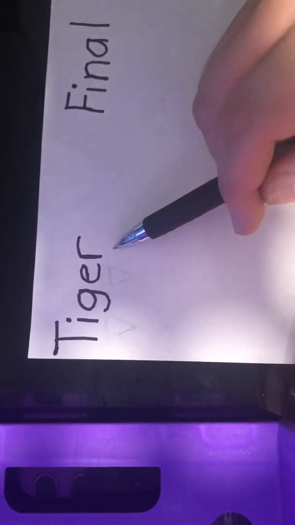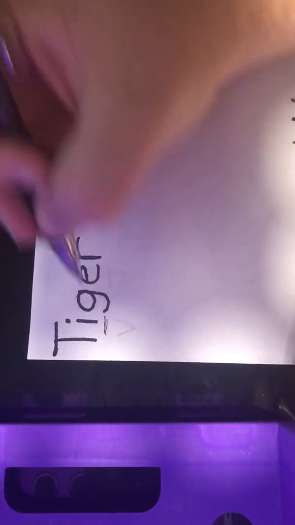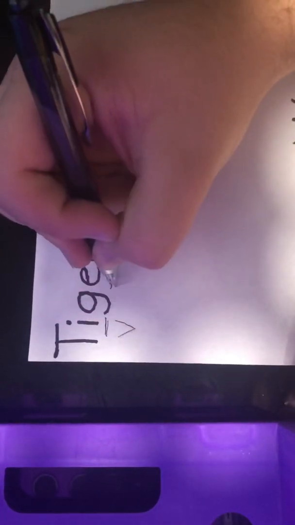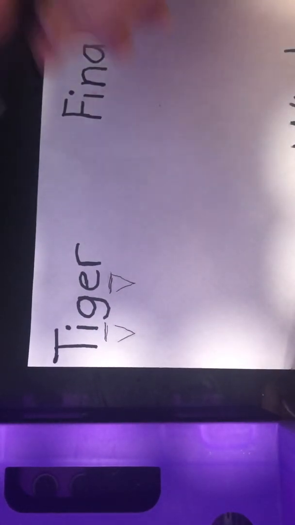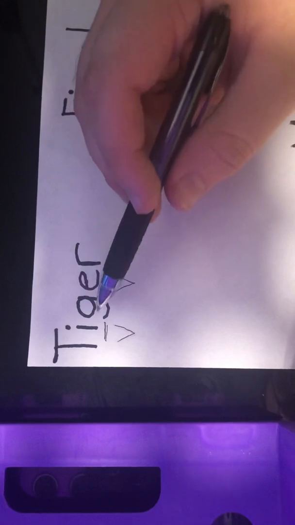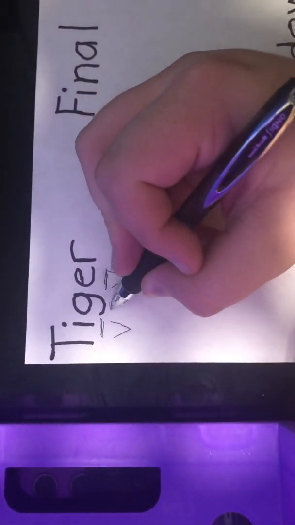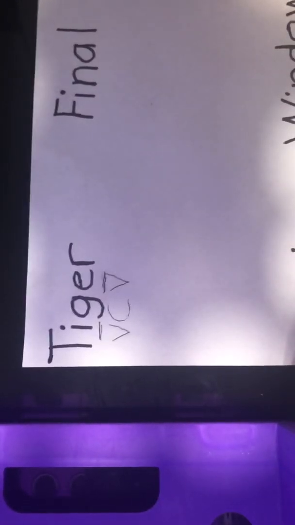So, in this word, I see two vowels, an I and an E. So, what I'm going to do is underline them both and label them with V's for vowel. After we do that, we're going to see how many letters are in between the two of them. So for this one, I see one letter. So we're going to label that with a C for consonant. Next, we're going to see how we're supposed to break this word apart so that we can say it.